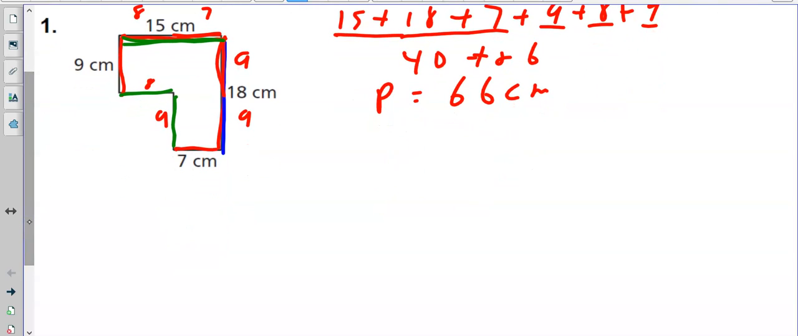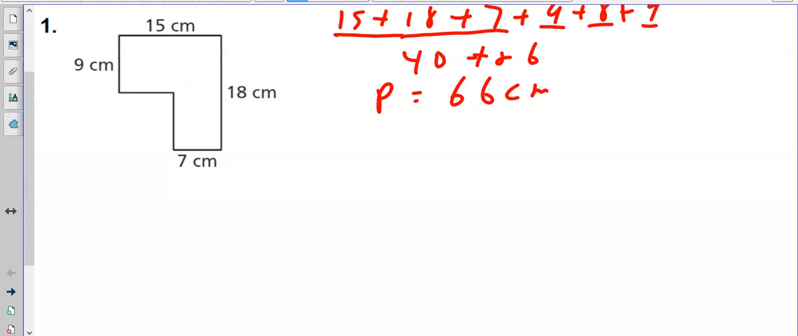Now, for area, there's 3 ways to look at this, and you've got to decide what is best for your brain, how you process this. You can look at this as this box right here and this box right here.